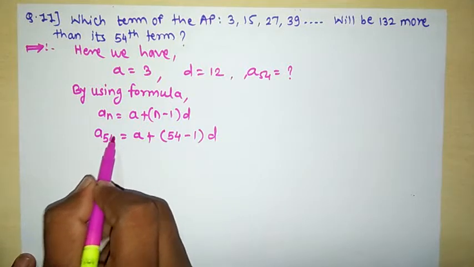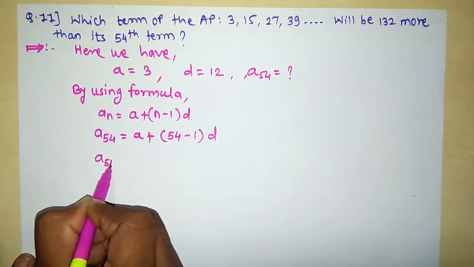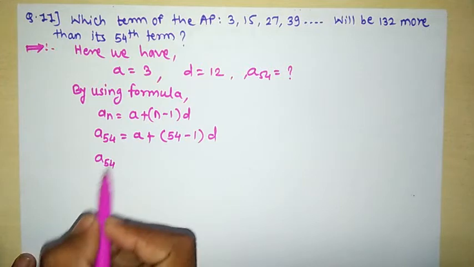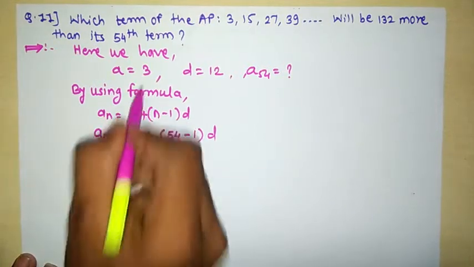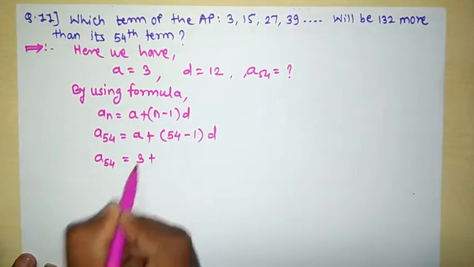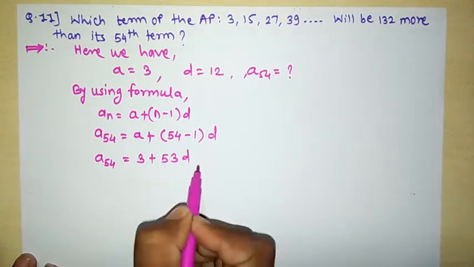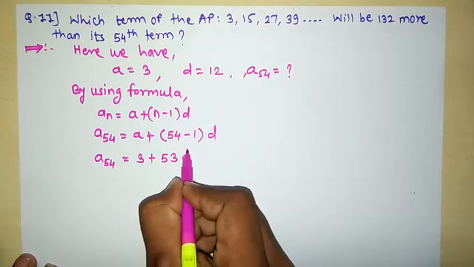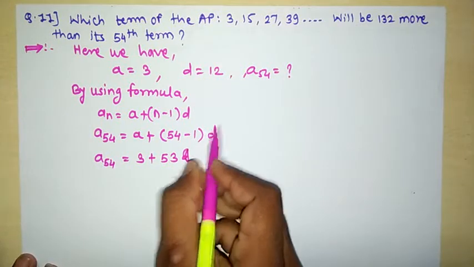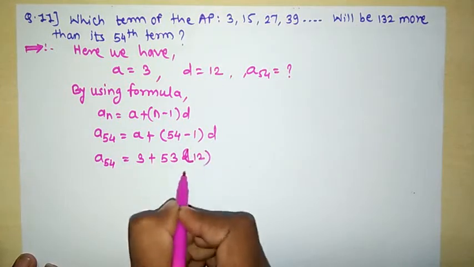Now A54 as it is, because we don't know what the 54th term is. What is the A here? A is 3, the first term is 3, plus 54 minus 1 is 53 into D. What is the value of D here? Directly I will put the value here. What is the value of D? D is 12.